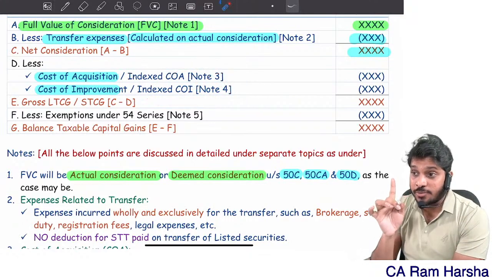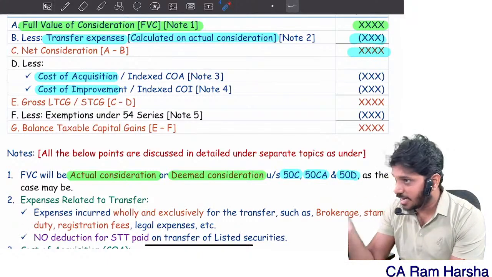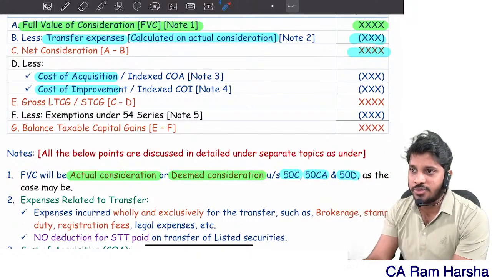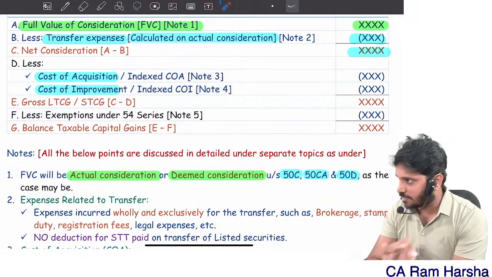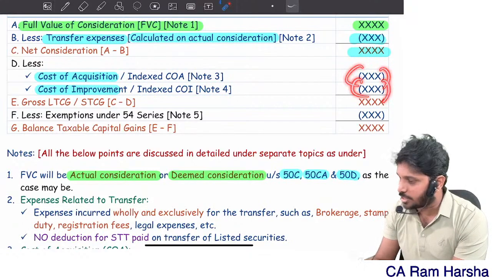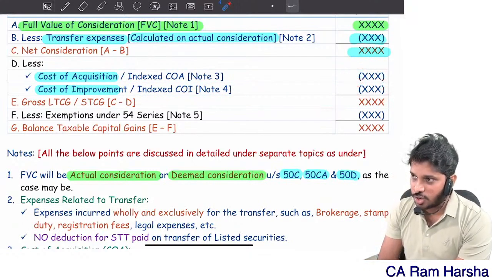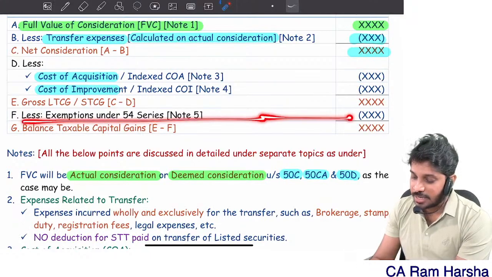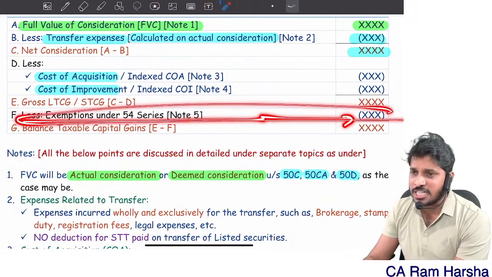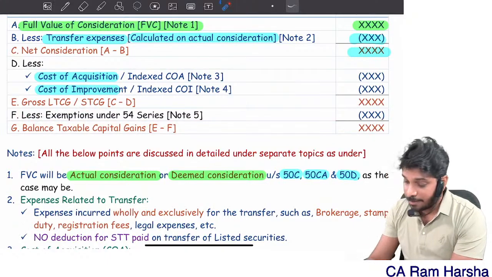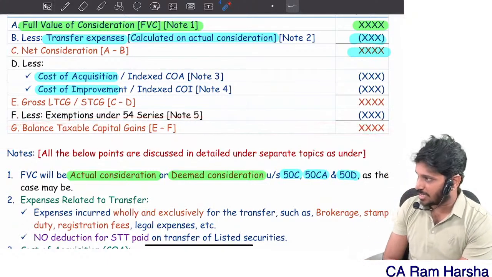With effect from 23rd July, if you are selling, it's a long term. On or after 23rd July you sold, indexation itself is not available. Straight away you reduce the actual cost. Then what you will get? Gross long-term capital gain. Then from that, reduce exemptions under 54. What is 54(6) exemption? Will come back. Then you will get the balance taxable capital gain.